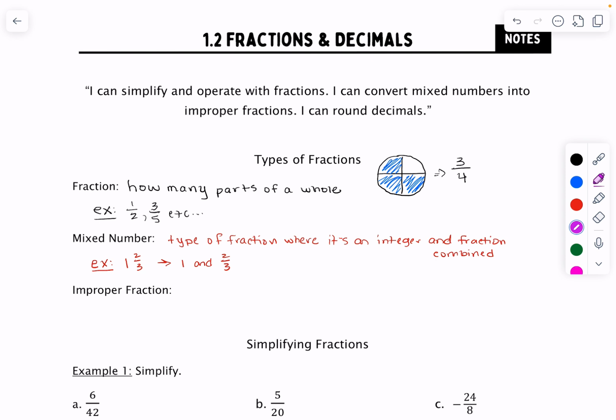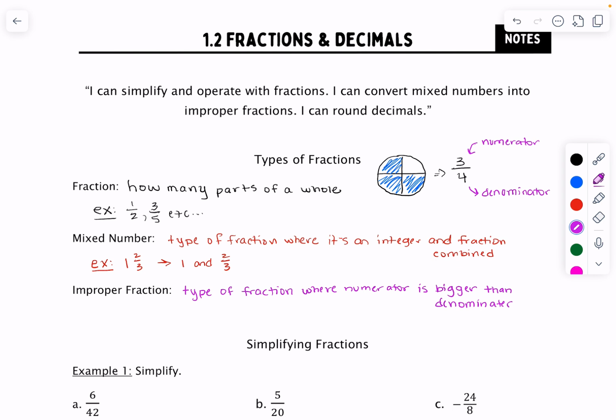So an improper fraction is a fraction where the numerator is bigger than the denominator. Okay, let's remember that if I have a fraction, like let's go back up to this 3/4, the 3 is going to be the numerator, and the 4 would be the denominator.